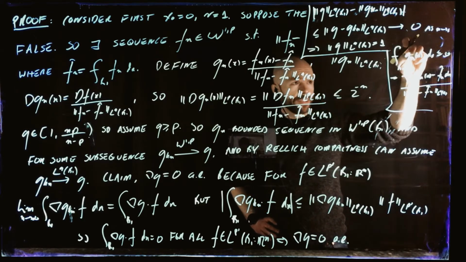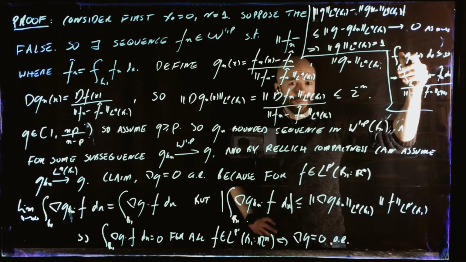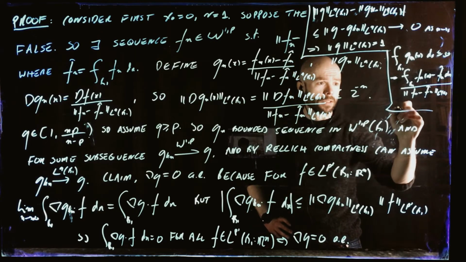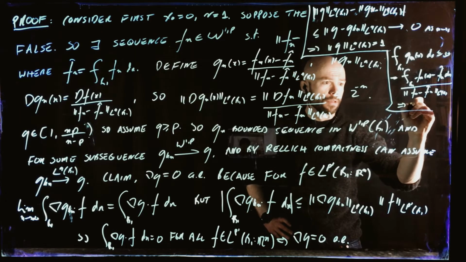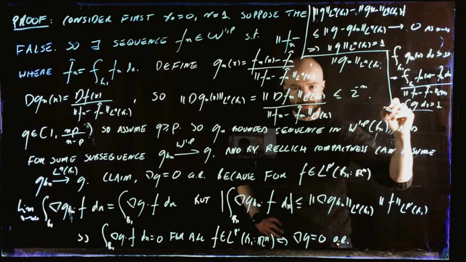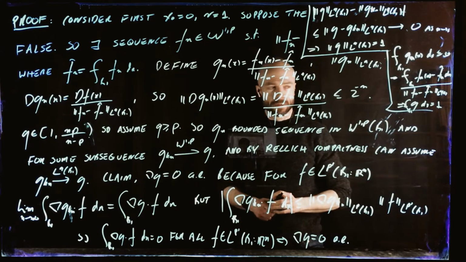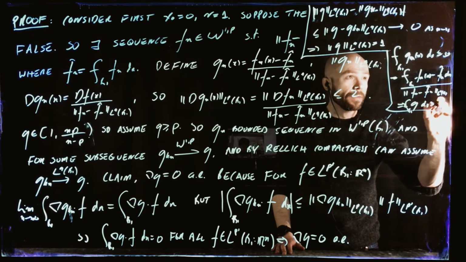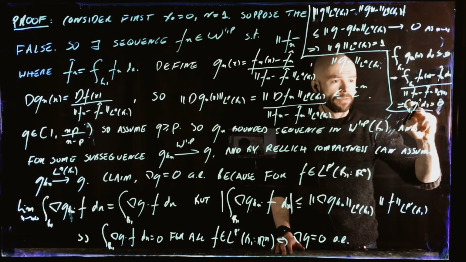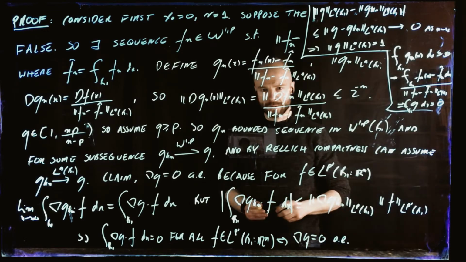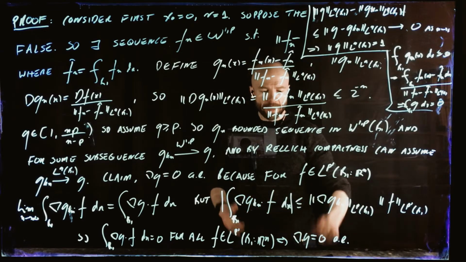And then again, since g_n is converging strongly to g in L^q, then in fact, weak convergence would be enough in this case. This implies that the average of g itself is equal to 0. Sorry, is equal to 0. We have strong convergence, so the average of g is equal to 0. Cool. All right, so we have an interesting function.